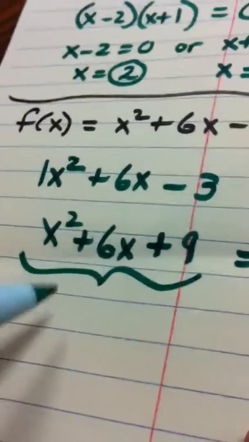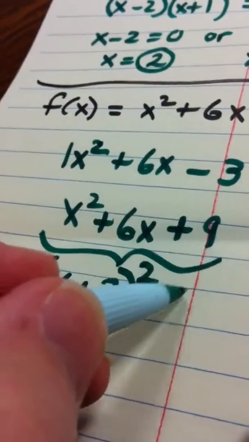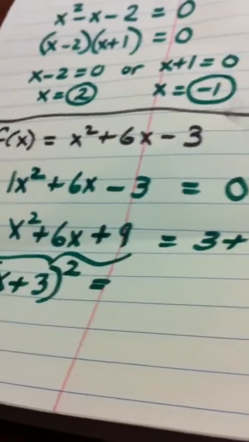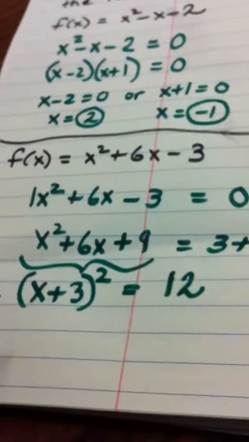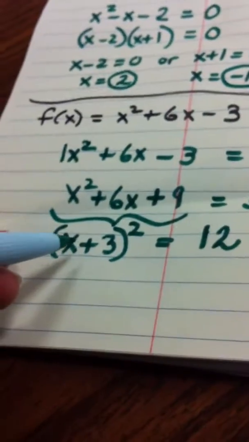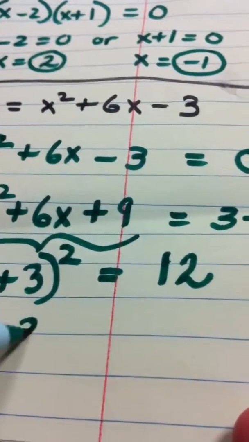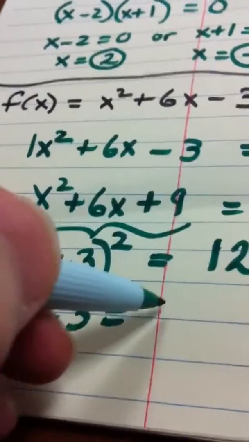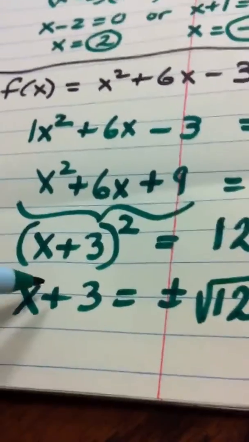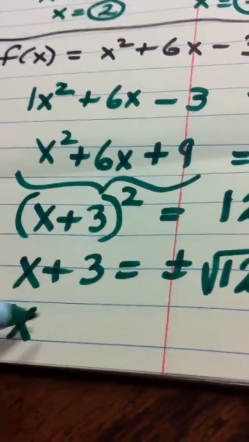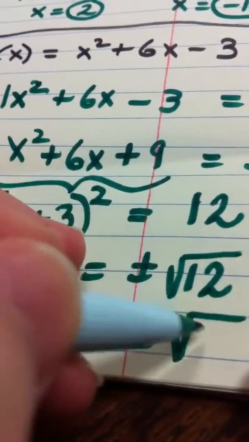This factors as x plus 3 quantity squared, and this becomes 12. And now we apply the square root property. All right? Blah blah squared equals a number, so blah blah is equal to plus or minus the square root of that number. To get x alone, I subtract 3. X is equal to a negative 3 plus or minus the square root of 12.